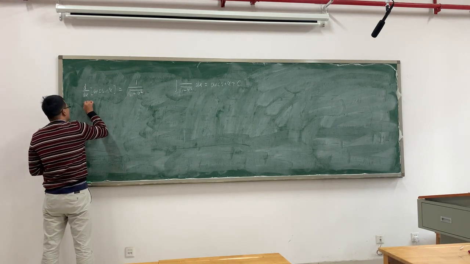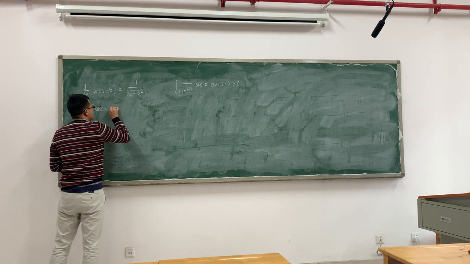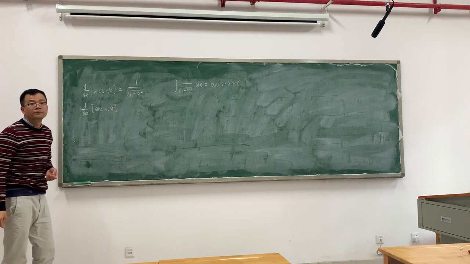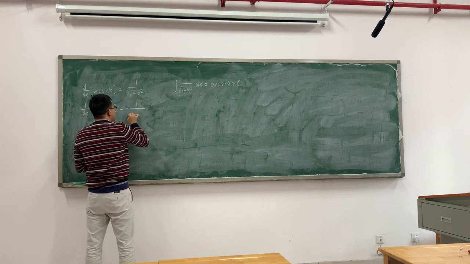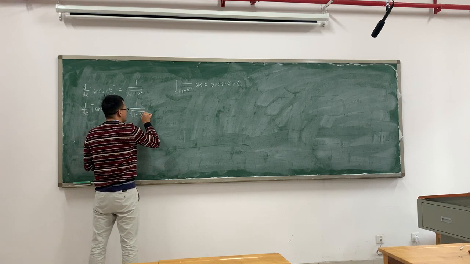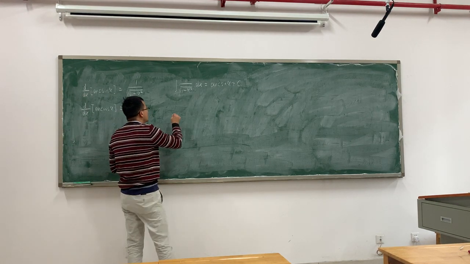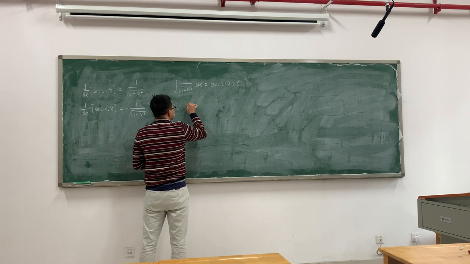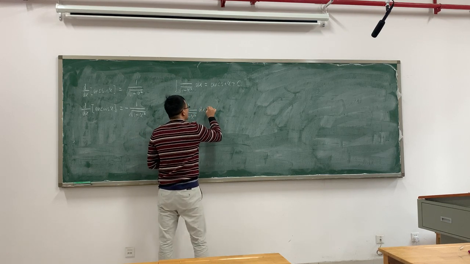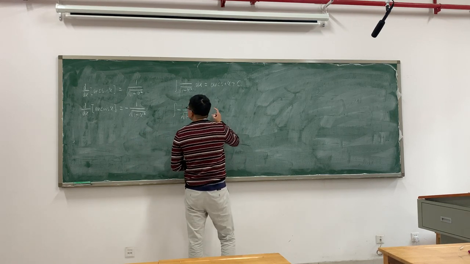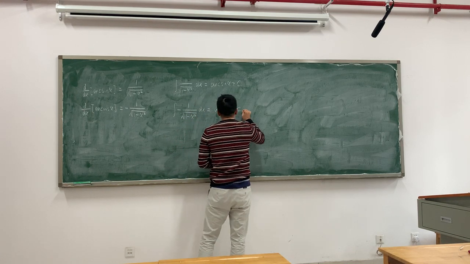The second one is d/dx of arc cosine x, which is equal to minus 1 by the square root of 1 minus x squared. So this tells us that the integral of minus 1 by the square root of 1 minus x squared dx is equal to arc cosine x plus c.